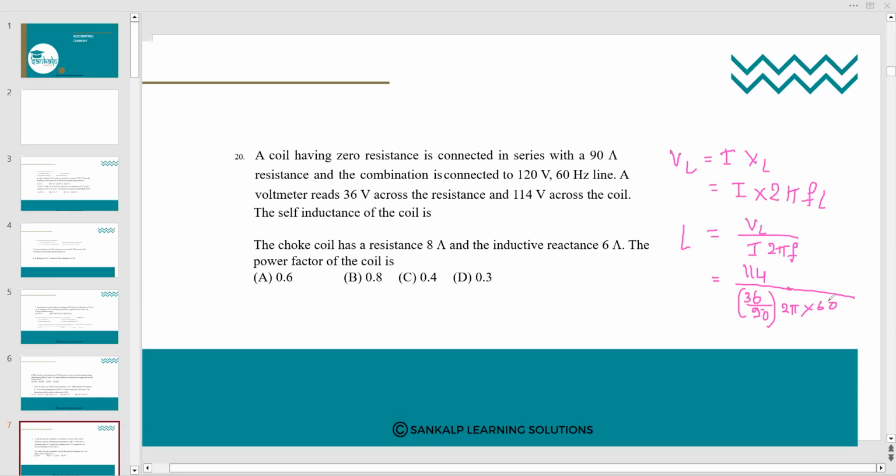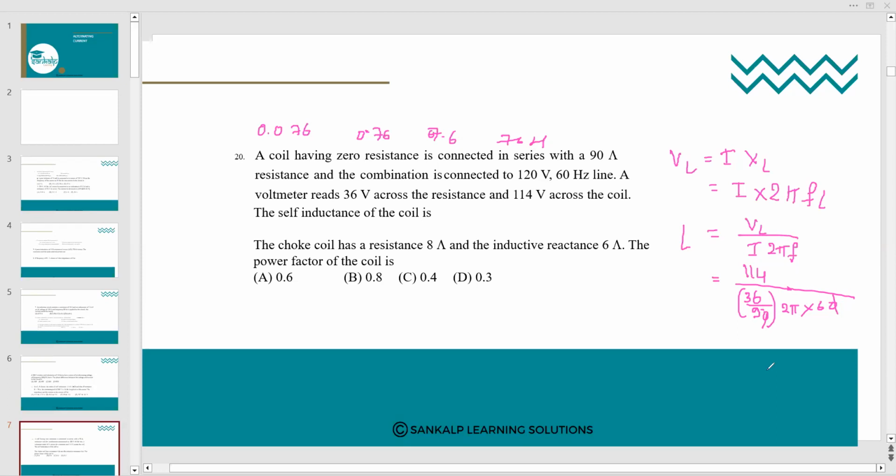Okay, so the options they are giving are: option A is 0.076, then 0.76, 7.6, 76 Henry. So if you simplify 114 divided by 36 by 90 into 2 pi into 60, here the zeros will get cancelled. 3 2s are 6, 3 3s are 9, then 3 1s are 3, and so on.